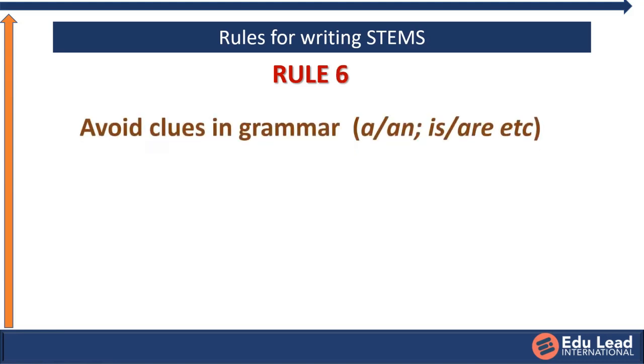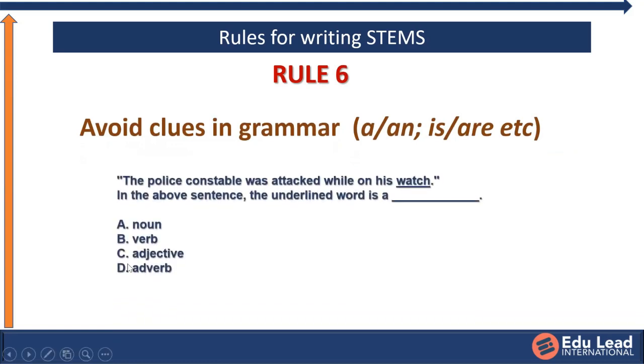Rule number 6, avoid giving clues in grammar. So example, the police constable was attacked while on his watch. In the above sentence, the underlined word is a, and when you're writing a, which means adjective and adverb are completely ruled out. And it's only out of noun and verb that the child is going to choose, because the clue is given. If you write a/an, then it is fine. So you should avoid giving the clues in grammar, because then it reduces the challenge in the question.